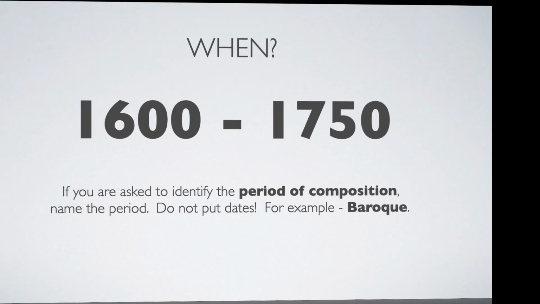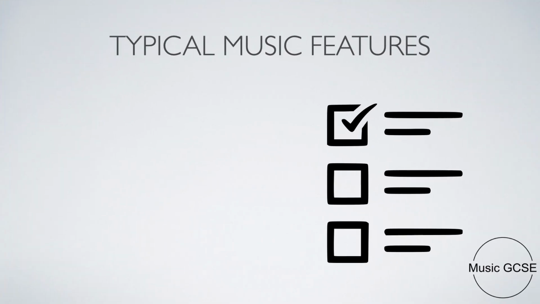Now let's take a look at the typical musical features of the Baroque period. If in your exam they ask you to identify the period of composition and you've identified it as Baroque, what usually follows is a question such as give 3 or 4 reasons for your answer. These typical musical features are an ideal answer for that type of question.